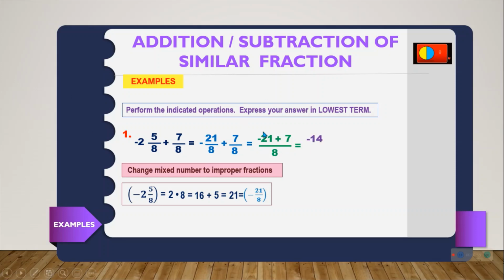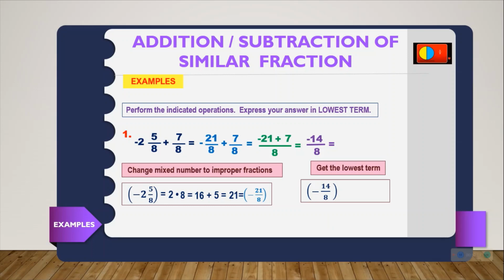Then, there is more negative than positive. So, we will use negative. So, the final answer is negative 14. And then we will copy the denominator, which is 8. And then we will get the lowest term. So how do we get the lowest term?